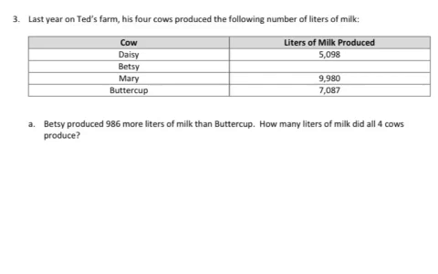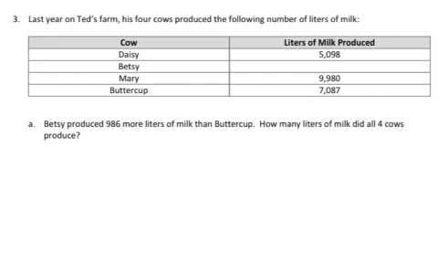Okay, so now we're going to look at question number 3, and it says, last year on Ted's farm, his 4 cows produced the following numbers of liters of milk. So here's a chart, and we have the cows listed as Daisy, Betsy, Mary, and Buttercup. And the liters of milk produced: 5,098 for Daisy. Betsy, we don't know. Mary has 9,980, and Buttercup has 7,087.